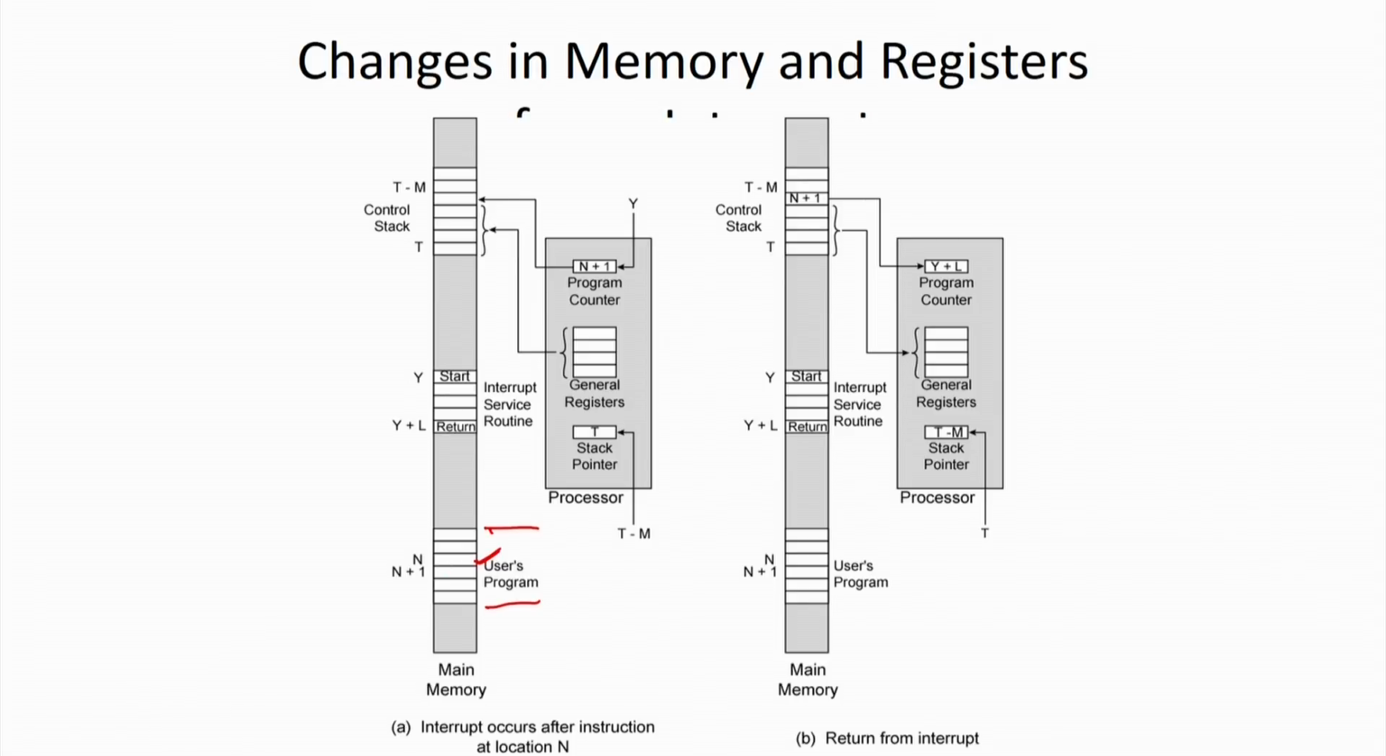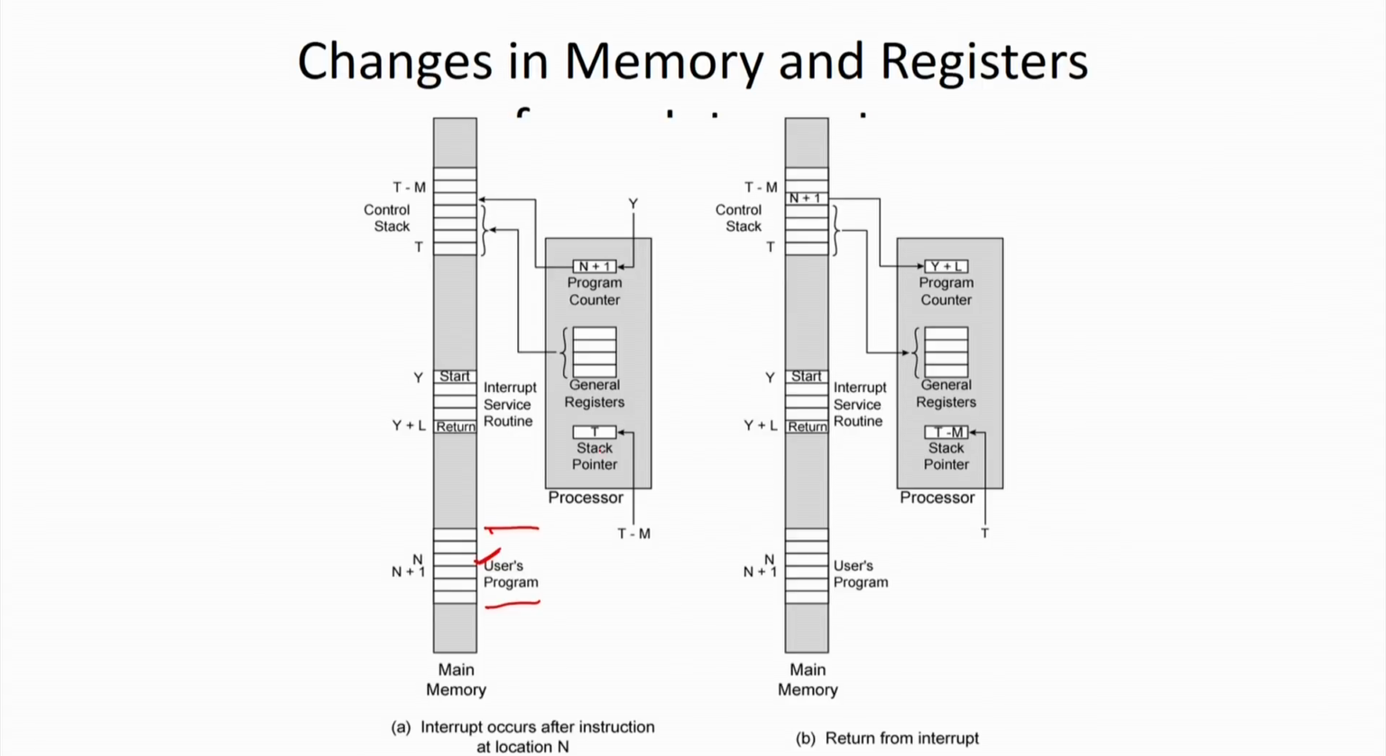Now, while you are executing this, suppose some interrupt has arrived. Then what will the processor do? The processor will complete the execution of this instruction. After that, it is going to give service to the interrupting device. That means it is going to execute the corresponding interrupt service routine. So, before starting that interrupt service routine, what does it need to do?